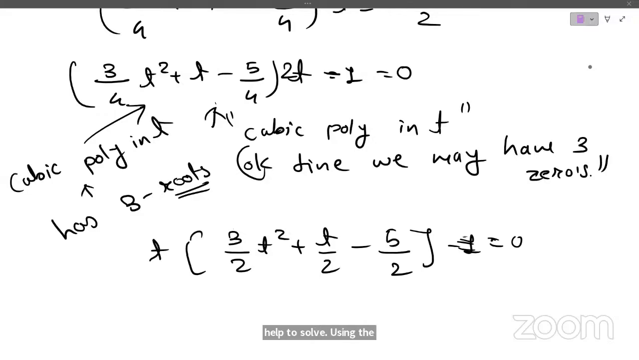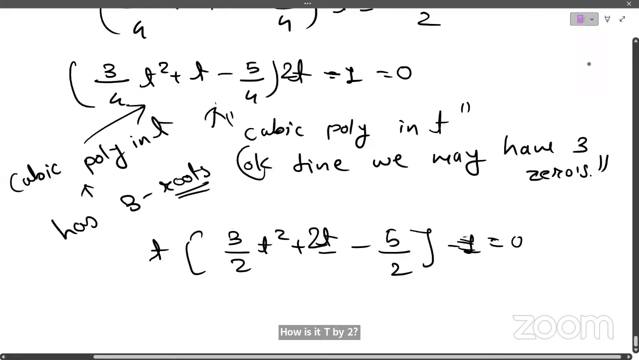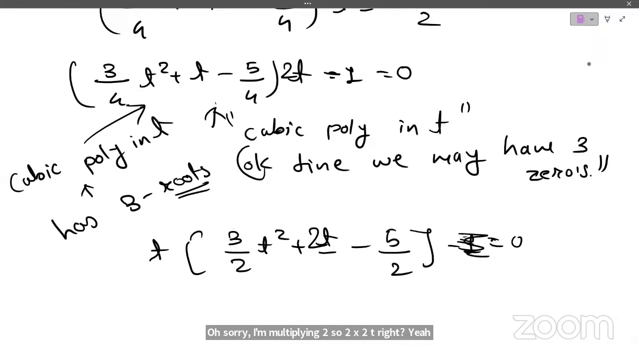What do you mean by using differentiation? How is it t by 2? Oh, sorry, I'm multiplying 2, so it is 2t, right? Yeah. So the second one, minus 1. So actually I have to solve it as a cubic, and then I have to find out whether the 3 roots are real or not. You know what I mean?